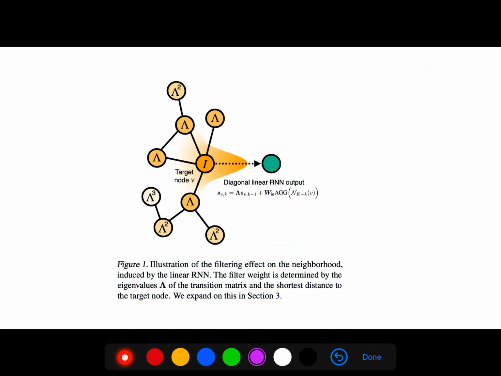So if this is my target node, you see that, of course, there is a variation on this linear RNN, and it aggregates all the shortest paths between various neighbors that are far apart. So this is the idea.